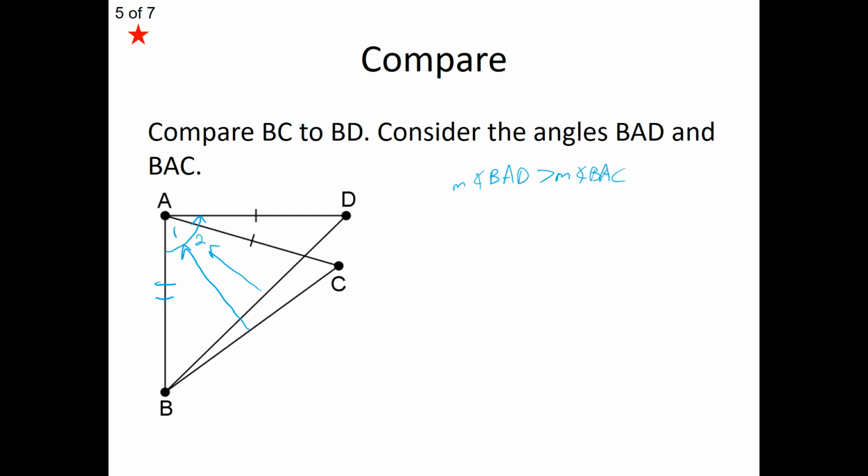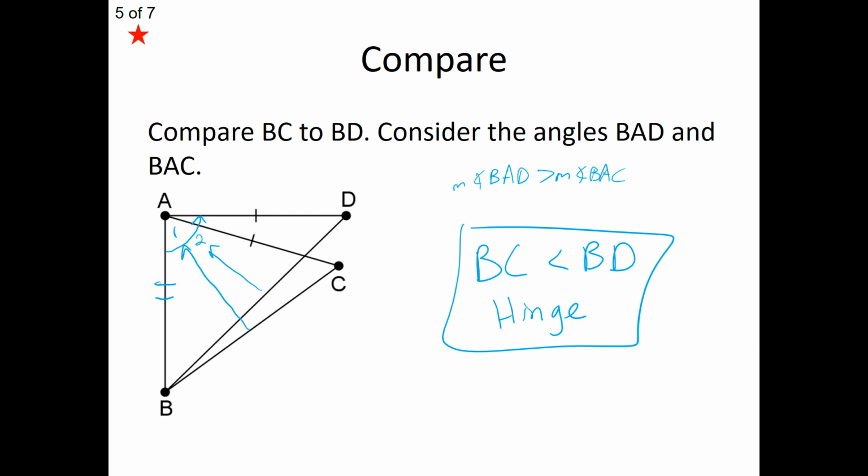So if I know that the whole angle BAD is greater than its part, the angle BAC, then I can compare the sides opposite, which are BC and BD. The angle opposite of BC is angle 1, the smaller of the two angles, BAC. And the angle opposite BD is the bigger angle, angle 2, or angle BAD, which means I can compare BC to BD. BC will have to be less than BD because the angle opposite of BC is the lesser angle. And this is actually using Hinge. I can compare sides by using Hinge, and I use converse of Hinge to compare angles.